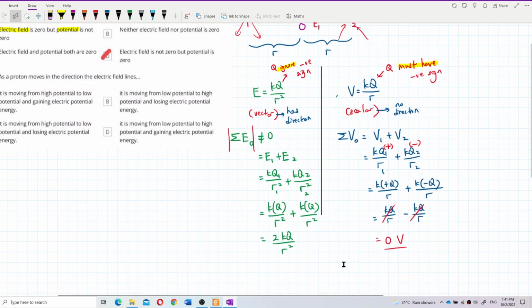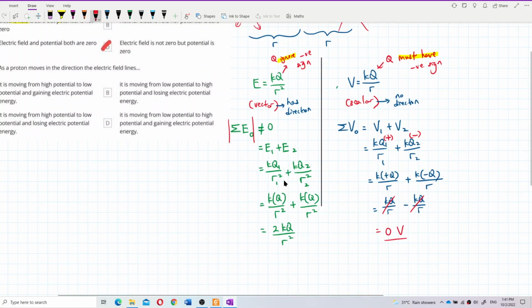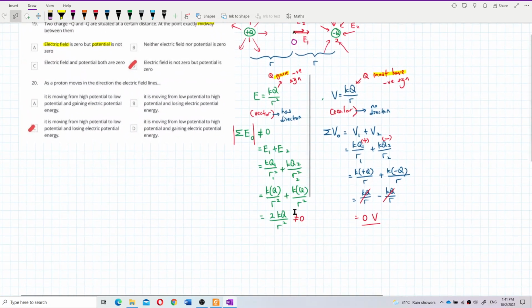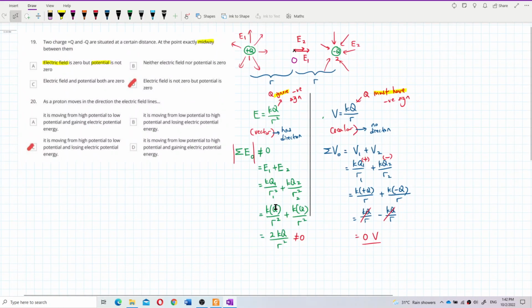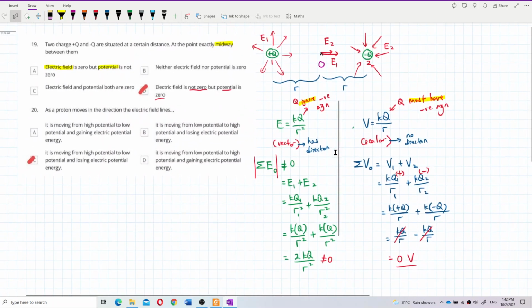So it's not 0. For electric field, it's not 0, but for potential it is 0. So the answer is the total electric field is not 0, it's 2KQ over R square, but the potential is 0. Because for this one, the charge ignores the negative sign, and for this one, the charge must have the negative sign. That's the difference. Okay, I hope you understand. Okay, bye.